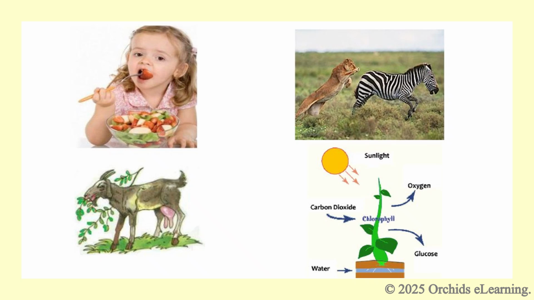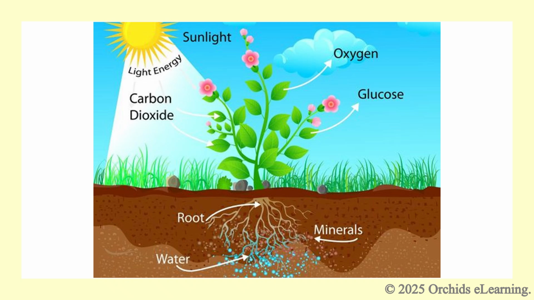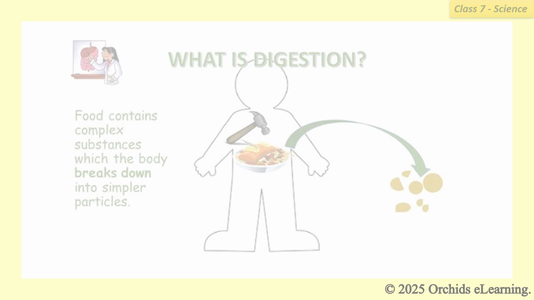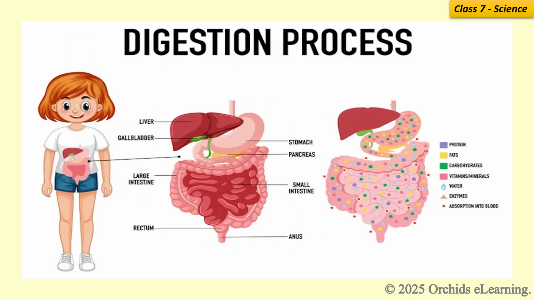All living organisms require food for growth, energy, and to stay healthy. Plants prepare their own food through the process of photosynthesis. However, animals are dependent on plants and other animals for their food. Food contains complex substances which cannot be utilized directly by the body and need to be broken down into simpler substances. The breakdown of complex substances of food into simpler substances is called digestion.